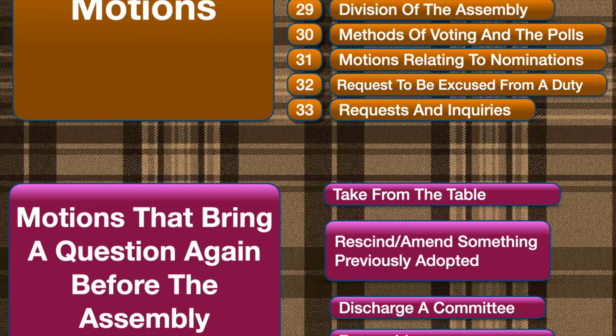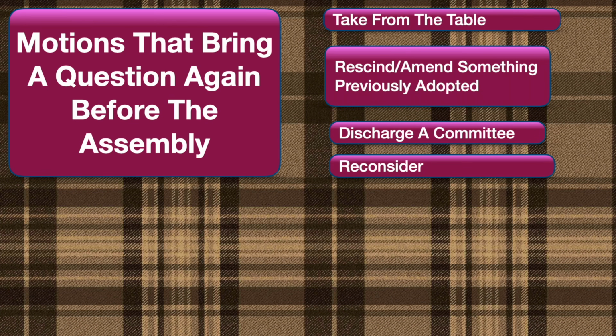This is followed by a category of motions known as motions that bring a question again before the assembly, which appears in Robert's Rules of Order in this sequence. So let's look at how the standard descriptive characteristics help us with these motions.